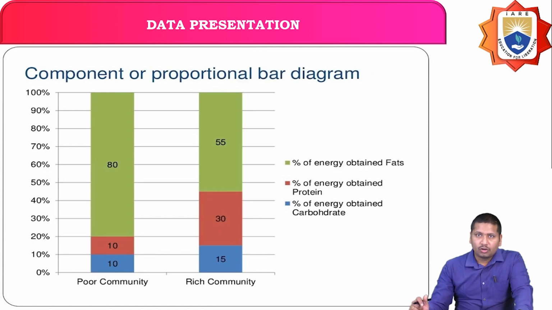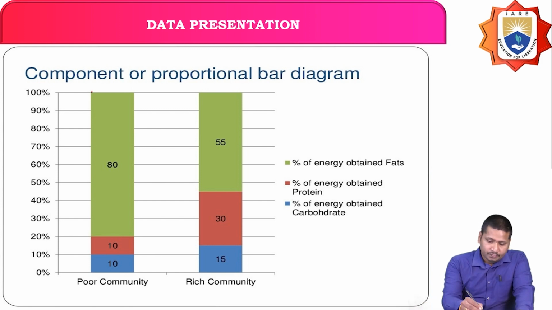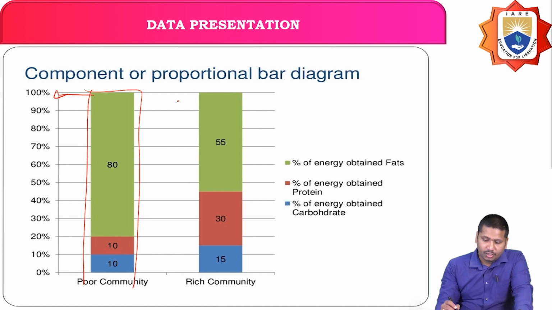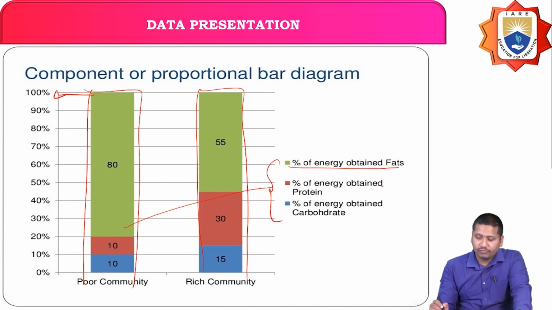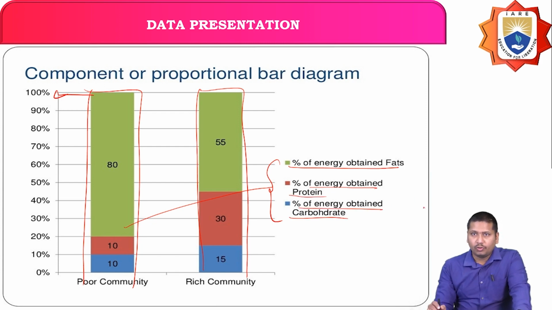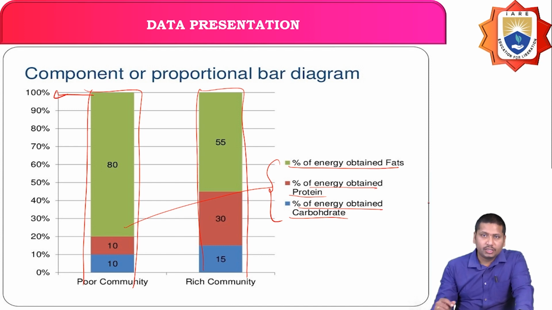So for this, the component diagram is the preferred one. Here the height of the bar matches 100%, and this height of the bar is divided into different sections. So within the single bar itself, I can represent the percentage of energy obtained from fats, the percentage of energy obtained from protein, and the percentage of energy obtained from carbohydrate. So these are the things I can represent in a single bar.